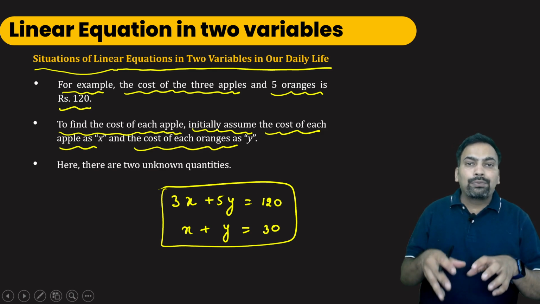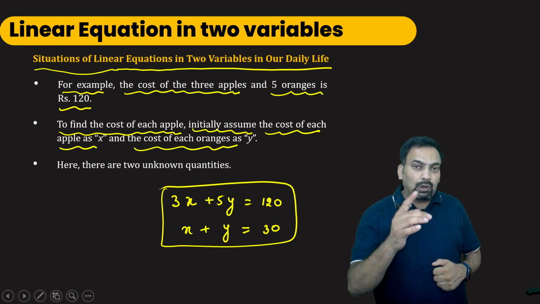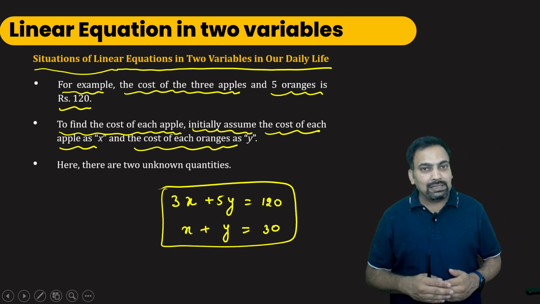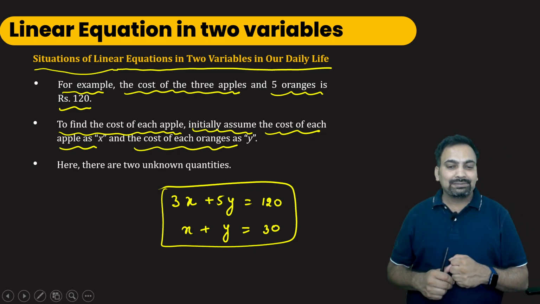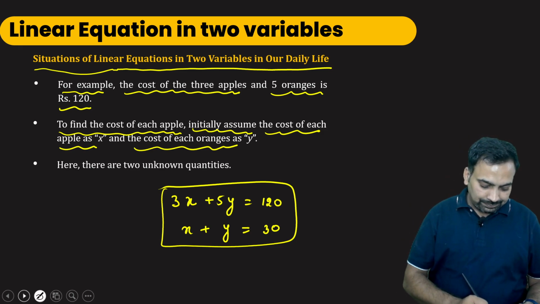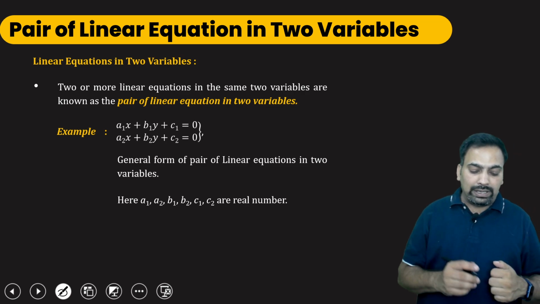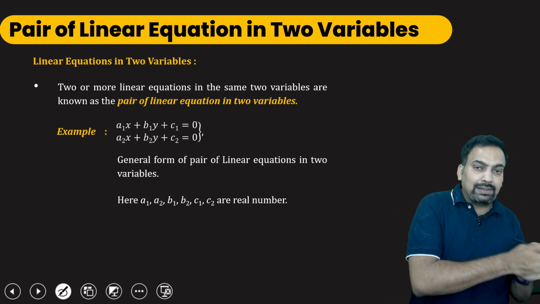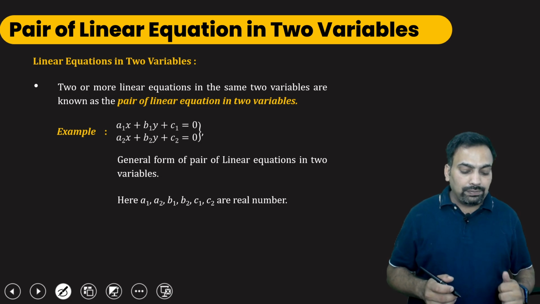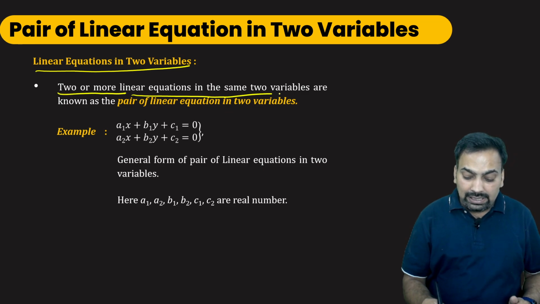So what you observe from these two-variable equations, observe it, I will ask later on. We solve these two equations simultaneously and we will get the values of x and y. Okay, let's move to the next part. The pair of linear equations in two variables, like we saw previously, two equations, that is called a pair of linear equations in two variables: two or more linear equations in the same two variables.